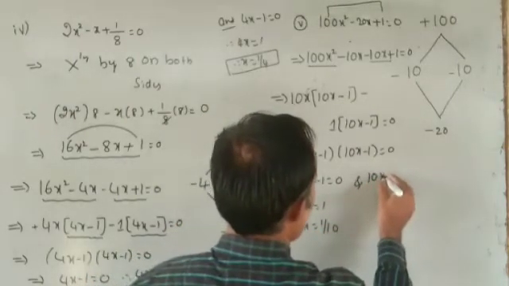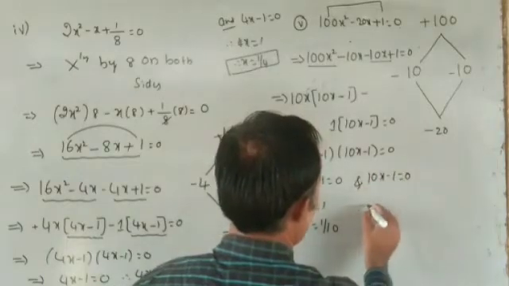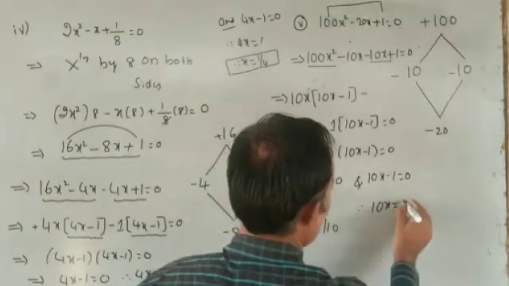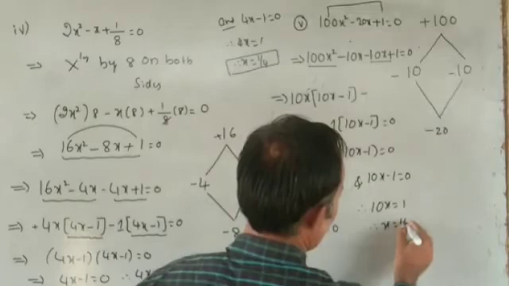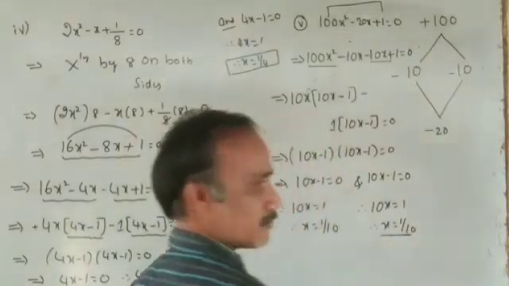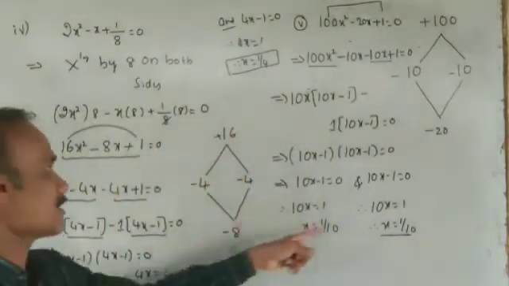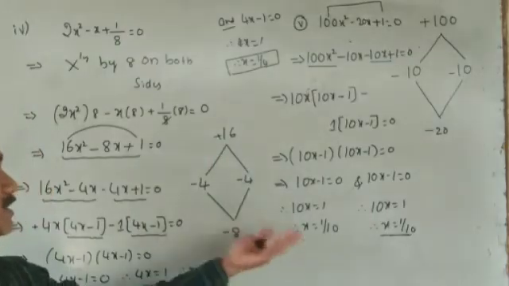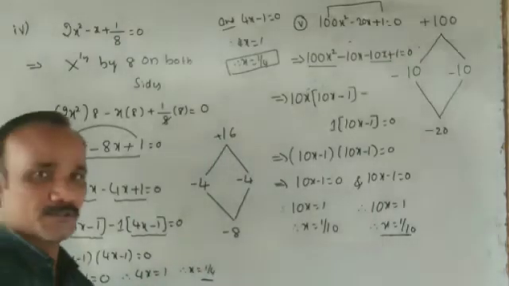And for the other answer, 10x minus 1 is equal to 0. Therefore 10x is equal to 1. Therefore x is equal to 1 by 10. So both answers are the same. We have another method to discuss later.